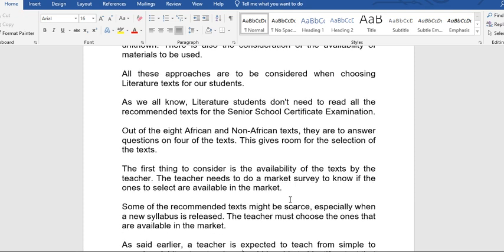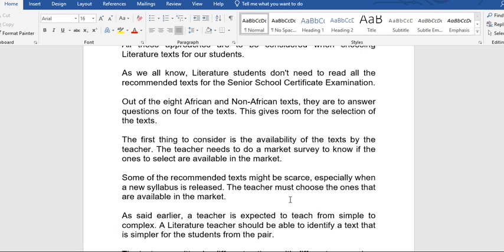The first thing to consider is the availability of the text by the teacher. The teacher needs to do a market survey to know if the ones to select are available in the market, so that at the end of the day, you don't end up creating problems for your class. You have to check the ones that are available in the market. Some of the recommended texts might be scarce, especially when a new syllabus is released. The teacher must choose the ones that are available in the market.